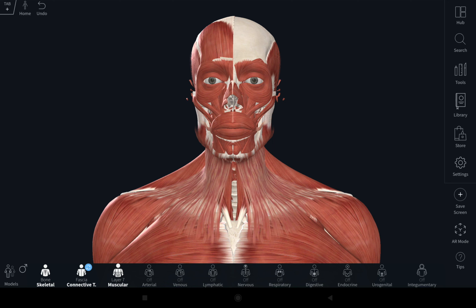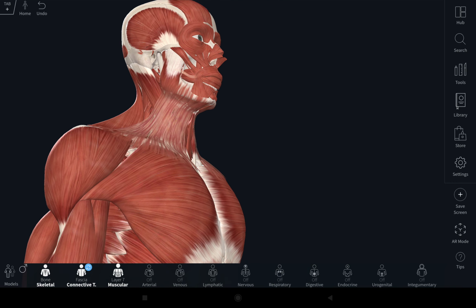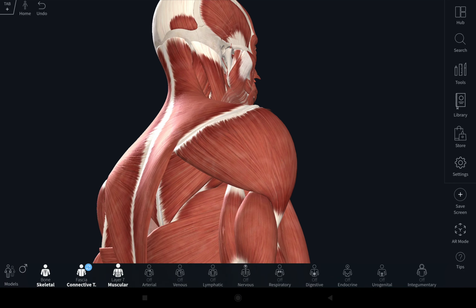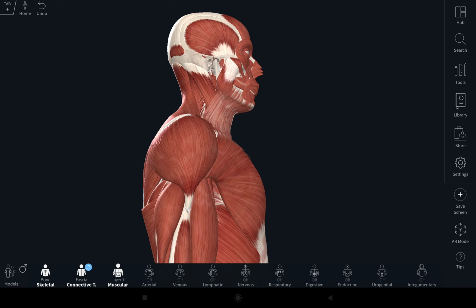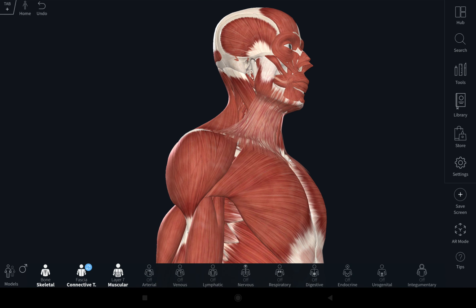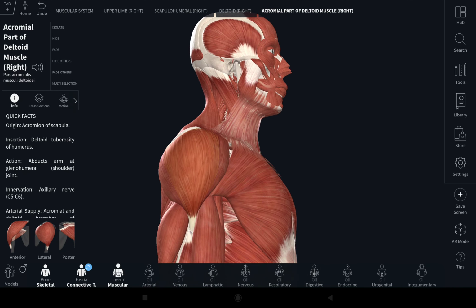Today I will show you different muscles of the upper limb. So let's start. The first big muscle of the upper limb we see here is the deltoid muscle. This is the deltoid muscle. It has three parts.